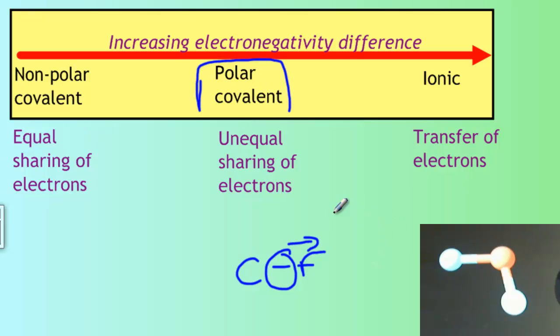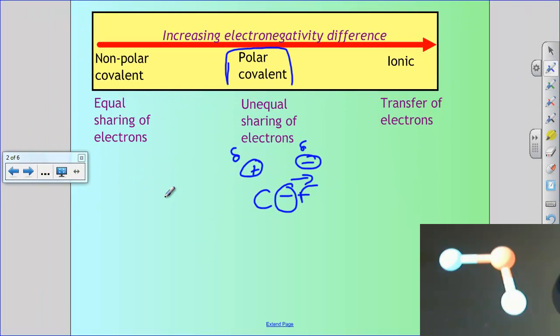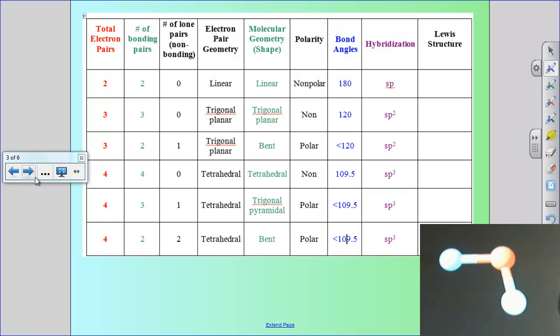Now it's called polar because when this happens, we get a negative end over here and a positive end over here. Technically speaking, it's really a slight positive. That little weird symbol means slightly positive and slightly negative on each end of those bonds. So that's what polarity is.